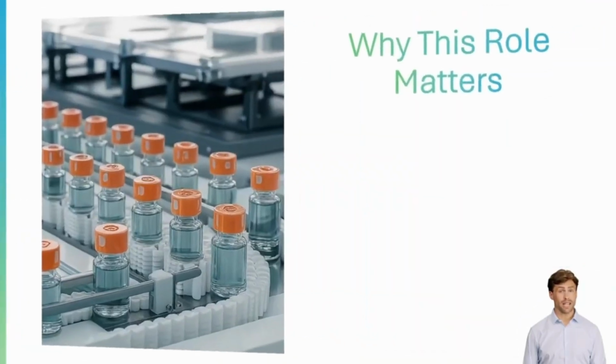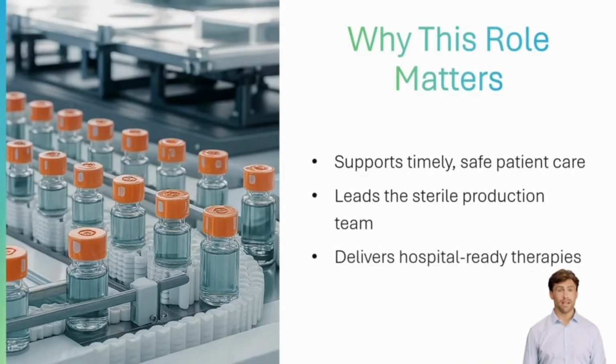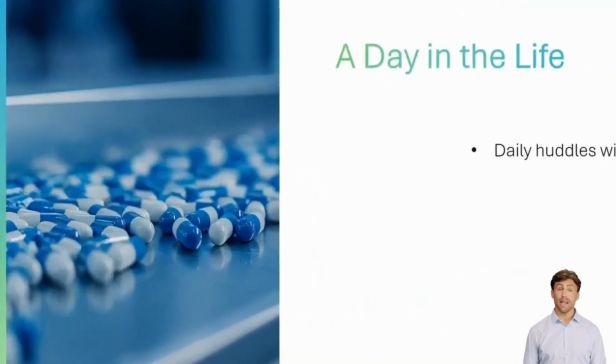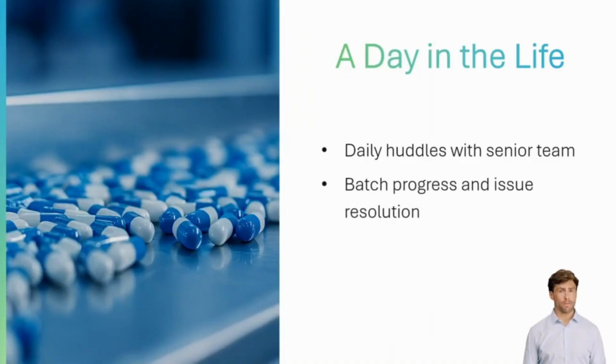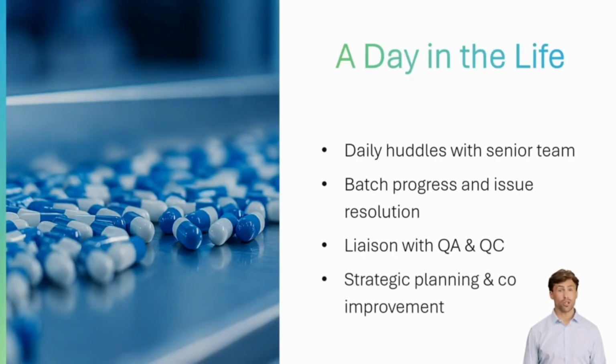Sterile medicines aren't just clean, they're critical. From chemotherapy and antibiotics to supportive treatments, these products help hospitals care for patients safely and on time. The head of production leads the team that makes this all possible. So what does a typical day look like? The day often starts with a quick team meeting to review priorities and check on production performance. Then it's about keeping things moving, supporting batch progress, reviewing documents, speaking with quality colleagues about any issues, and making sure everything runs to plan. You'll also spend time looking ahead. Training, projects, and long-term planning all fall under your role.